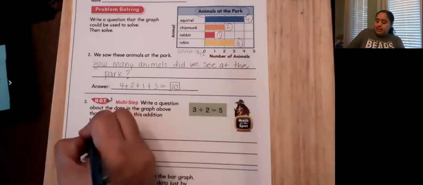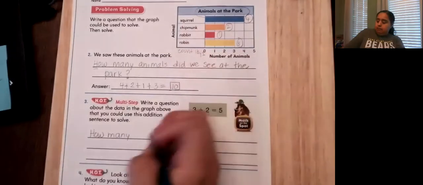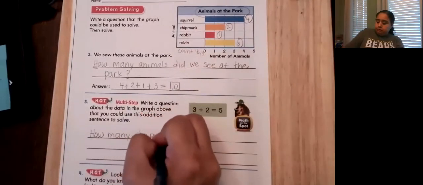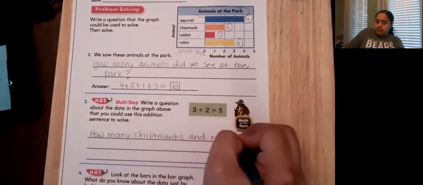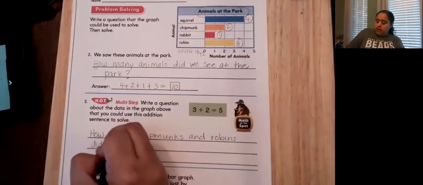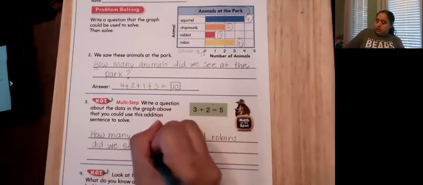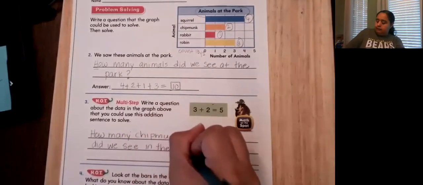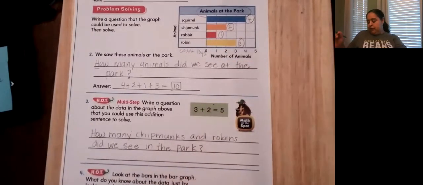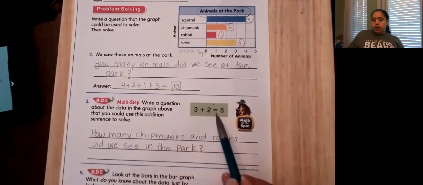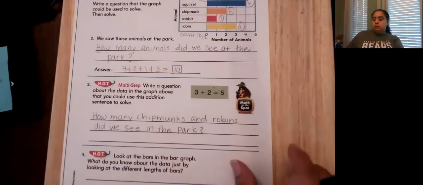Well, that's pretty easy. I can say, how many chipmunks and robin did we see in the park? Question. I just came up with a question for our graph. Okay, so we have 3 plus 2 equals 5. Okay, now let's go ahead and move on to number 4.